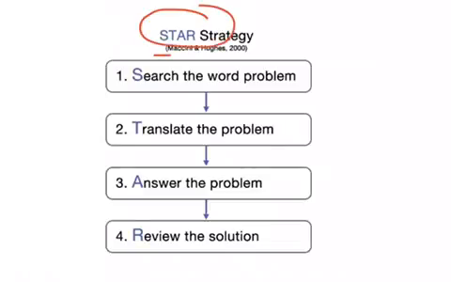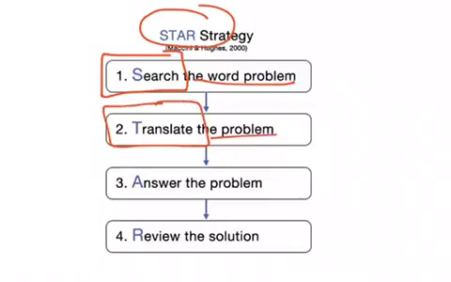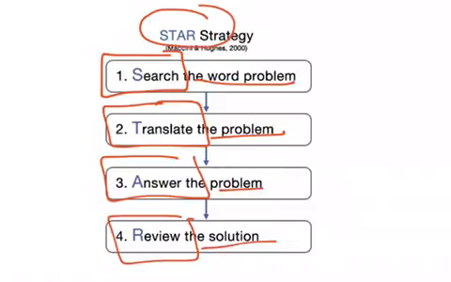First of all, we have search. You're going to search the word problem, then translate the problem, answer the problem, and review the solution. This STAR strategy is just a way to help you get through with word problems when you have to read through them and decide what to do and what operations to perform.